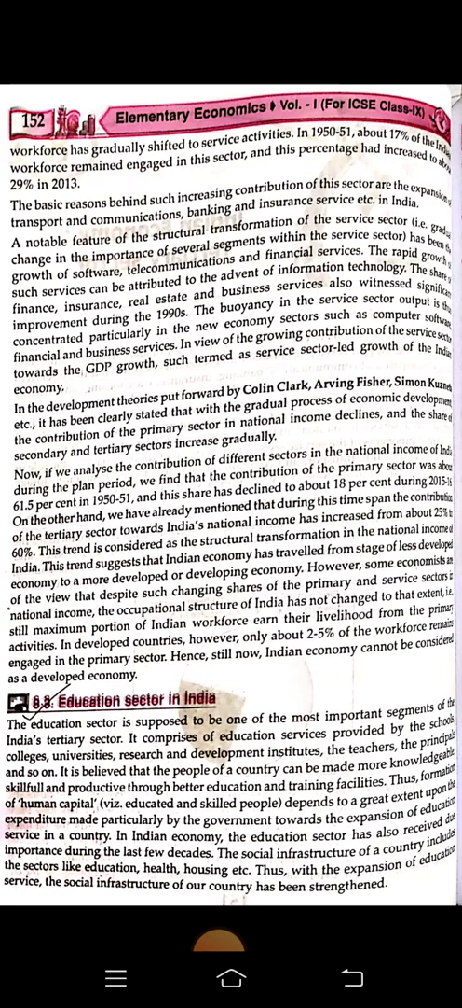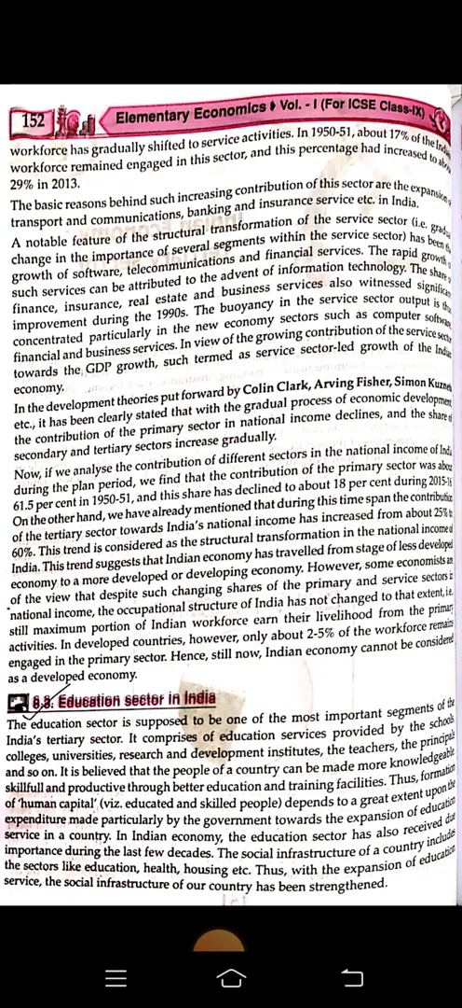So this human capital depends to a great extent upon the expenditure made, particularly by the government, towards the expansion of education service in the country. So in the Indian economy, we find that the education sector has also received due importance in the last few decades. The social infrastructure of the country includes sectors like education, health, housing, etc.